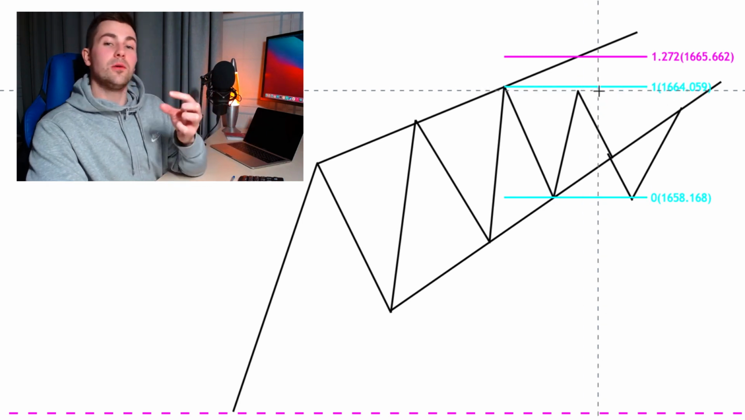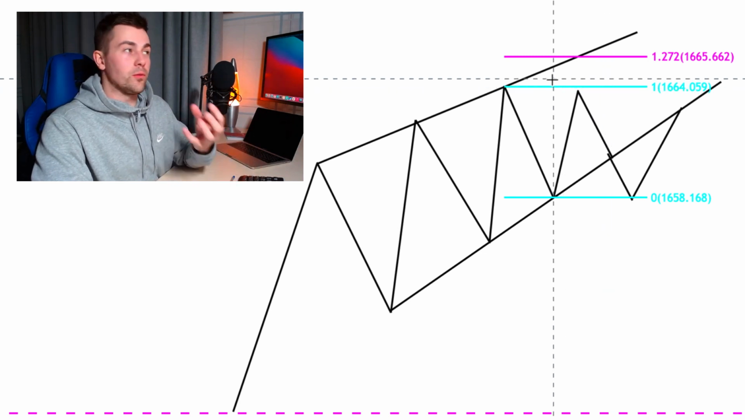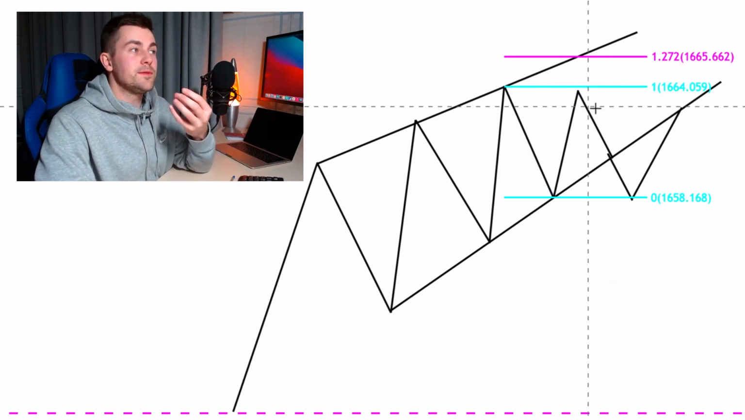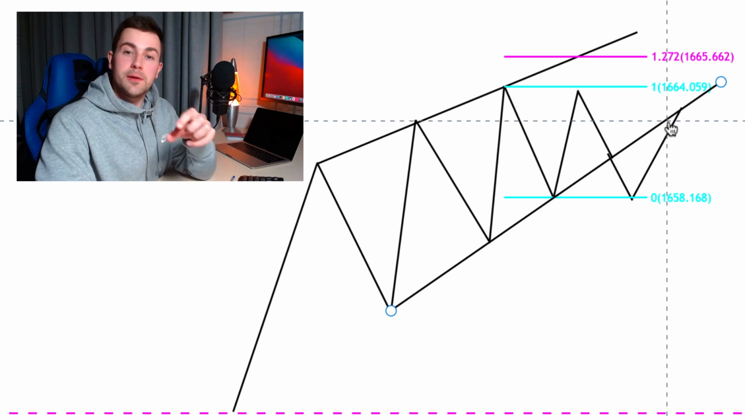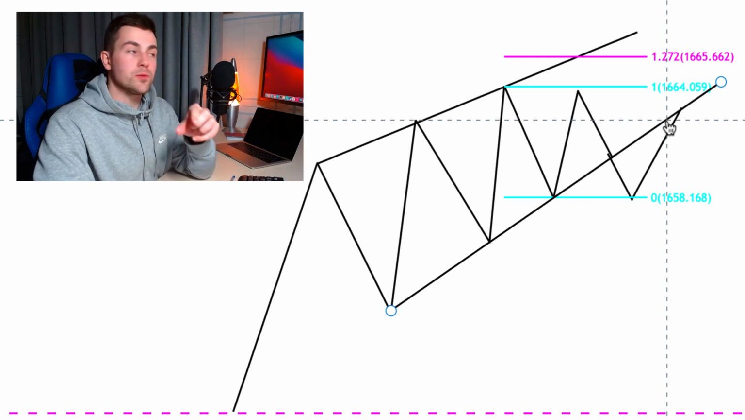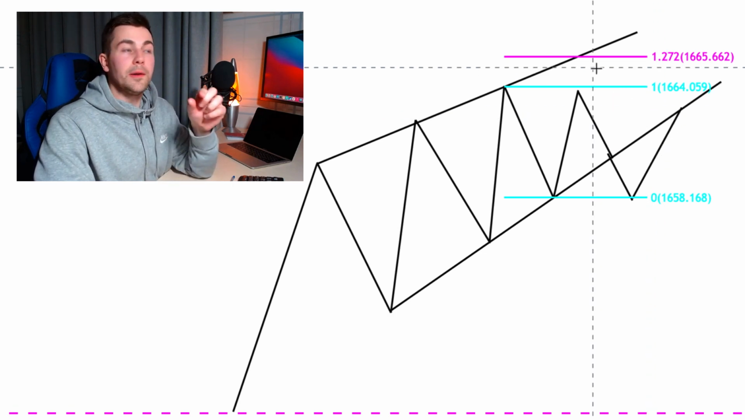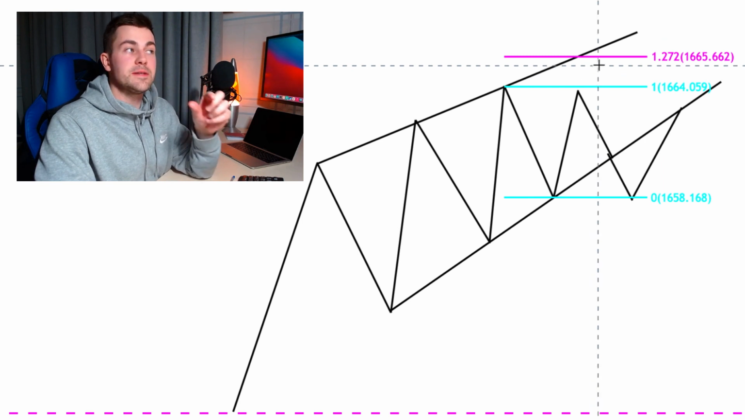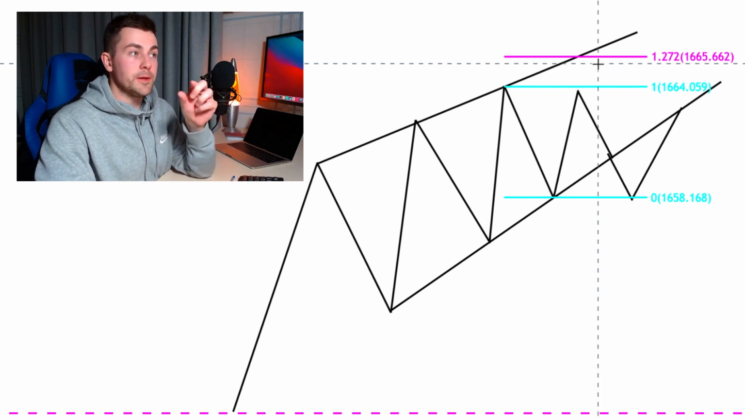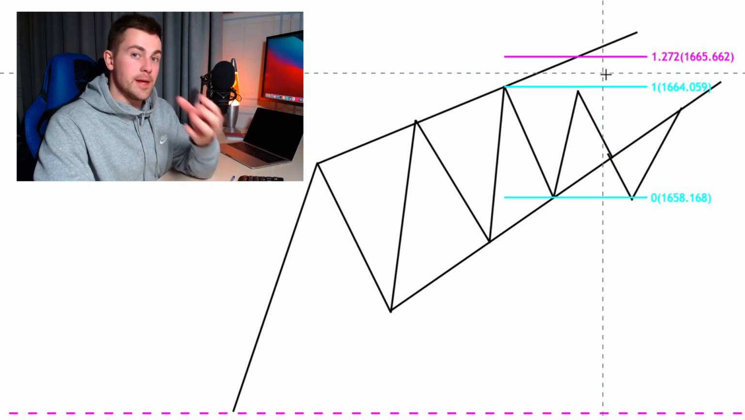They want to make all the money in the world. For that reason they set their stops very close to their entries. But here we are trying to be smart, yes, we are trying to be safe. And with this 1.272 extension, this is the safest spot for us to place our stop. Now let's discuss the example with the triangle.